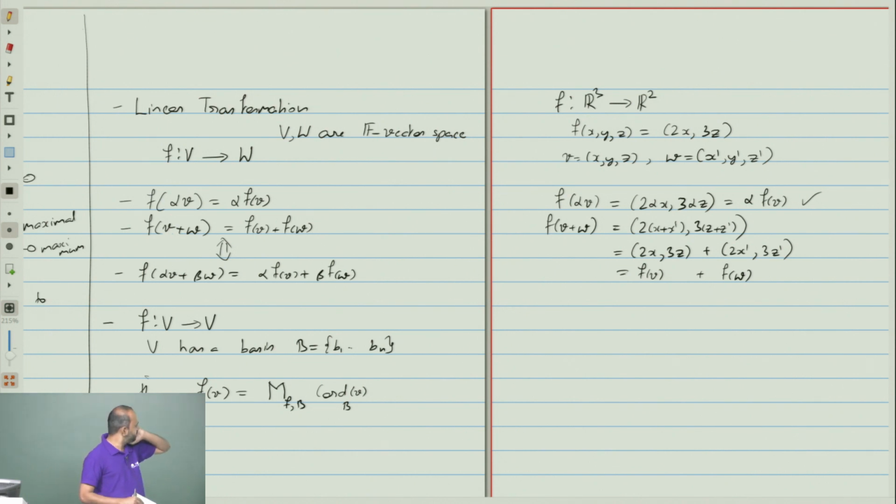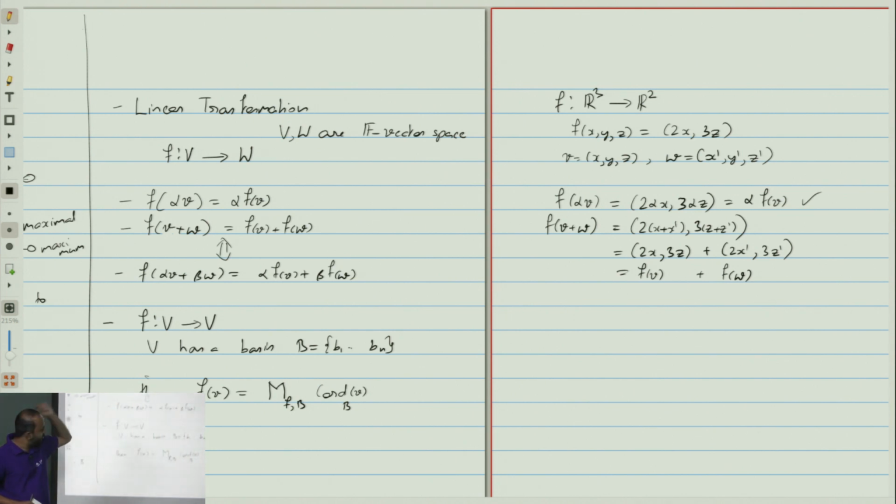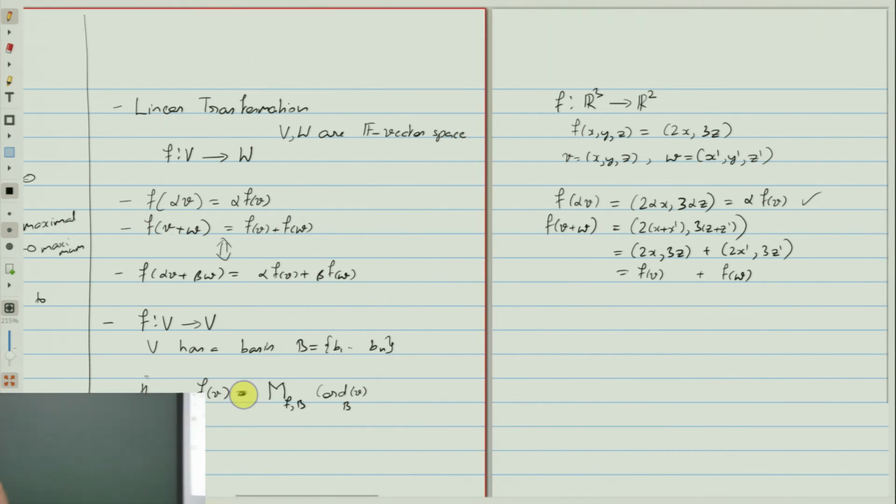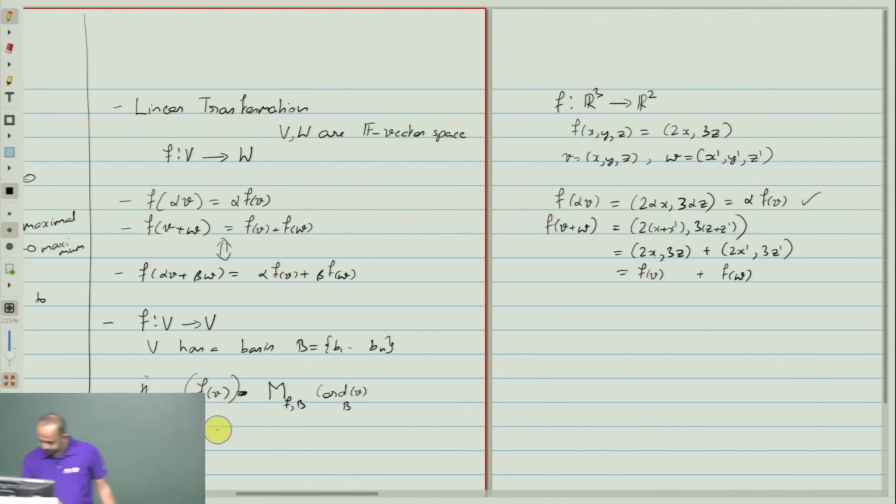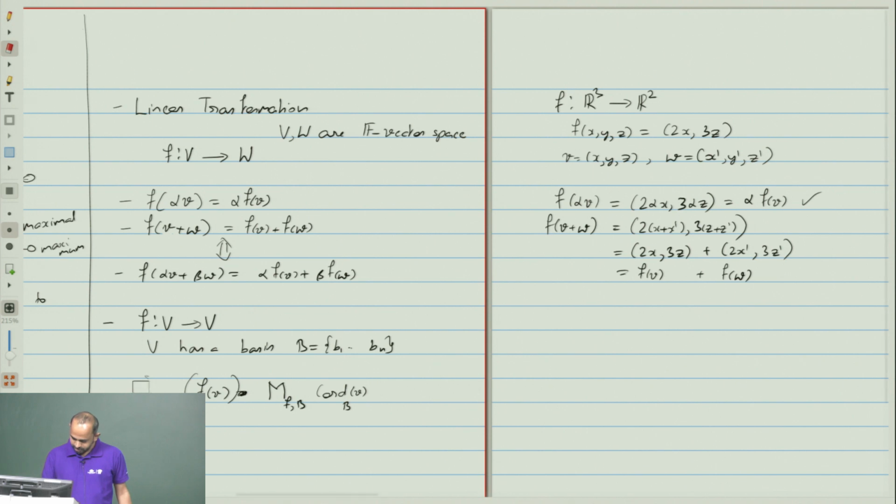Shouldn't we say that f of v would be the coordinates of f of v with respect to b prime, some other basis? No, I didn't have any basis here. The input vector space is R3. I'm talking about here when you wrote M times the coordinates. Here it should be the coordinates of f of v with respect to b prime, if b prime is the basis. Yes, you are right.